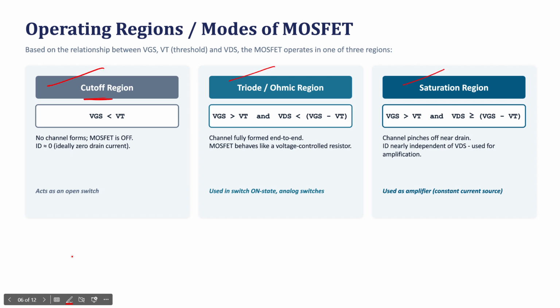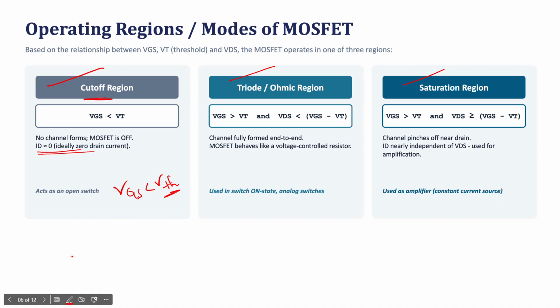So in the cutoff region, what will happen? There is no flow of current. Why? Because VGS is less than the threshold voltage. There is a minimum voltage you have to apply to turn on the device, that is VTH. If it does not reach that particular voltage, it can't turn on. So there is no flow of current. No channel forms, the MOSFET is in off condition, so there is no drain current. So ID is equal to 0.